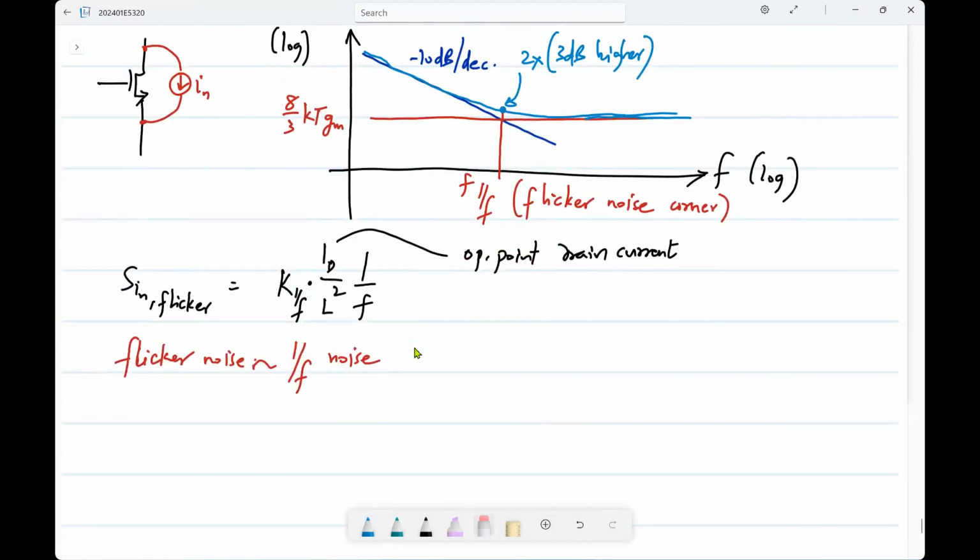Now, the spectral density of this flicker noise is not white, which obviously means that there is some correlation from one time instant to the next. It's a low pass type of noise, right? That is, the spectral density increases at low frequencies, which means that it's a sort of slow varying noise. Okay. Any questions?